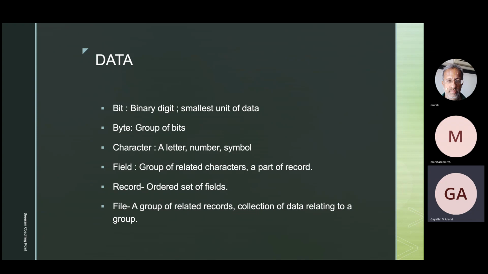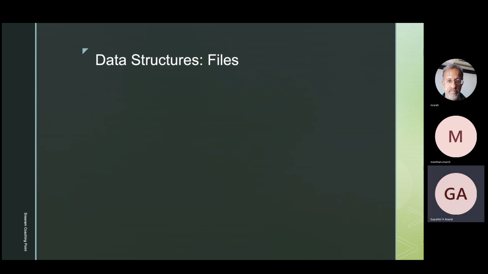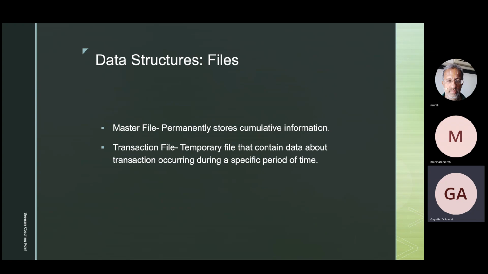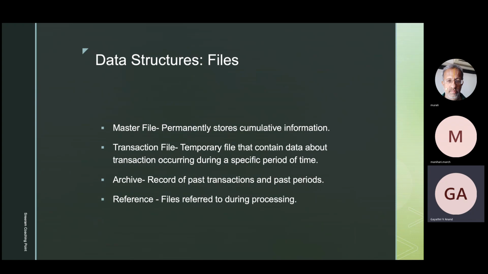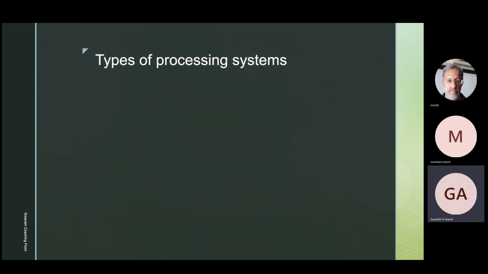So that way you will be able to remember it also. Yes. Now data structures, files, they could have a master file and a transaction file. Now master file, if you see, permanently stores cumulative information. Permanently is the keyword. And transaction is a temporary file. It contains, as and when, data for a specific period of time. And archive, obviously, is a record of past transactions and periods. Reference files are referred to during processing. So there could be 4 types of file, which is master file, transaction file, archive and reference.